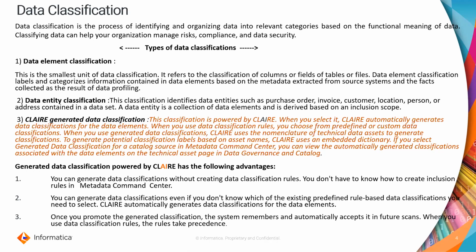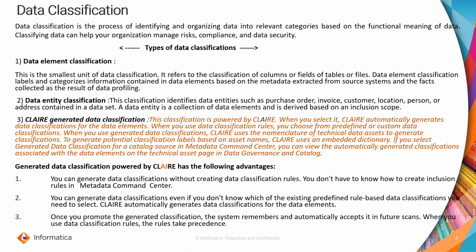You don't need to know how to create a rule or what pattern you need to follow. You can generate data classifications even if you don't know which existing predefined rule applies. So as I said, we don't need to know anything about that. All you need to do is apply this, and CLAI takes care of it by applying its artificial intelligence, and it uses nomenclature, meaning a very well defined format, to generate the labels for the data assets.